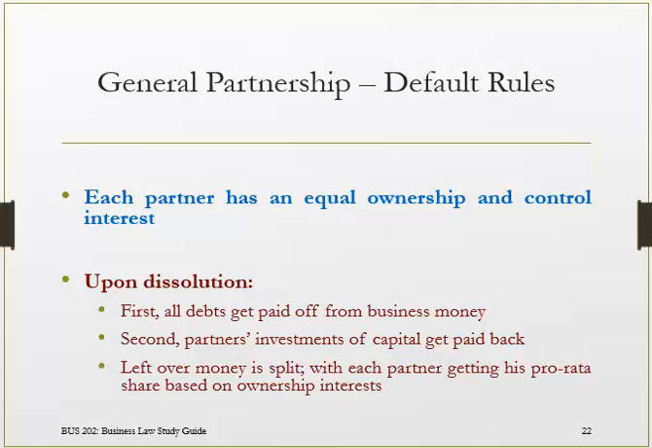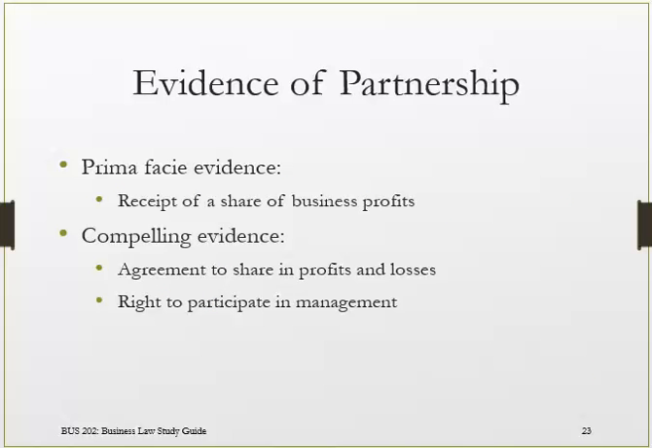If I own 50% and you own 50%, then it's 50-50. If I own 40% and two other people own 30% each, well, then I get 40% of the leftovers.